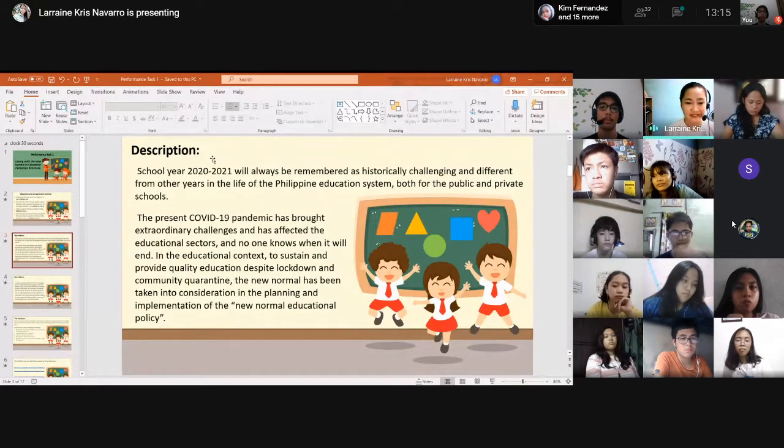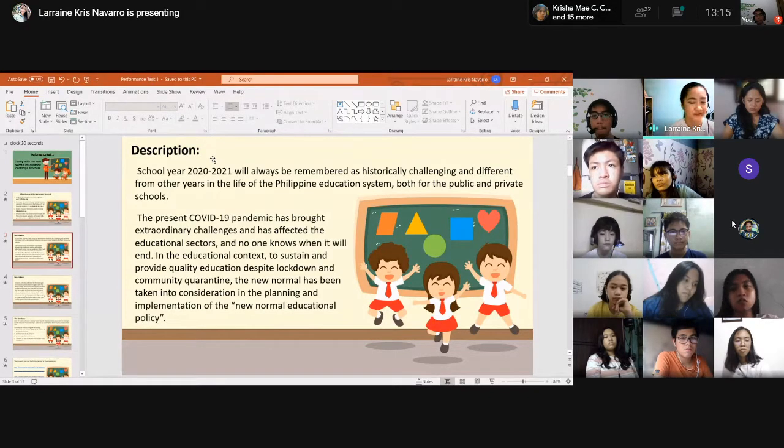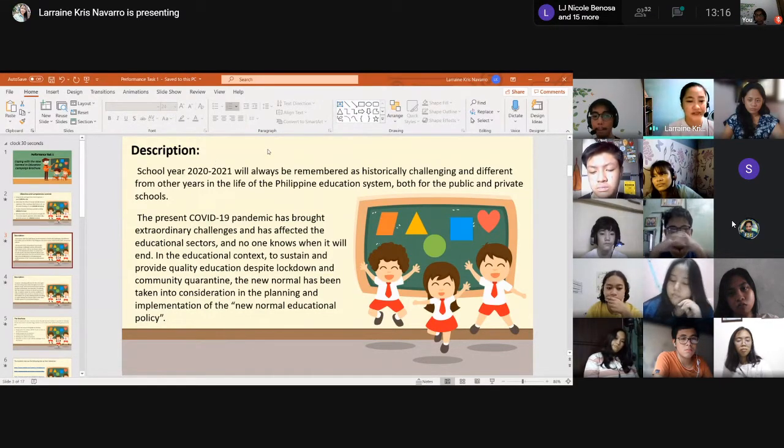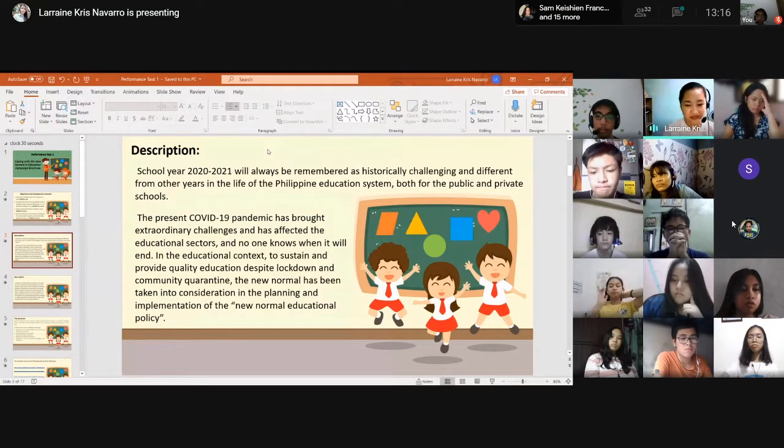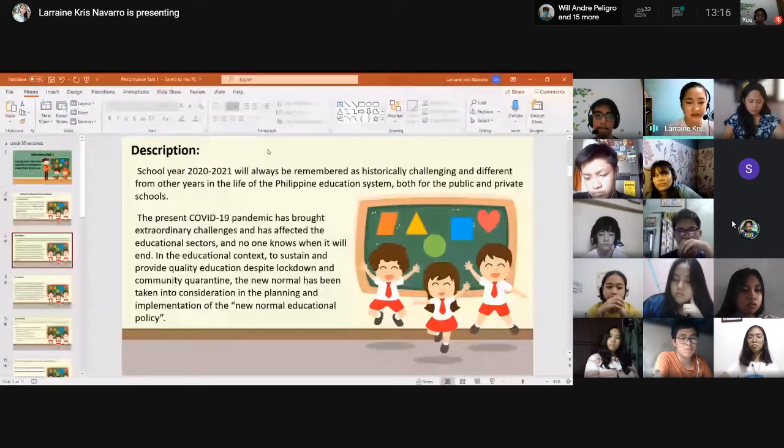I do agree with that because this one is really difficult compared to the traditional setup that we had before, the traditional setup in the educational system. The present COVID-19 pandemic has brought extraordinary challenges and has affected the educational sector, and no one knows when it will end. Basically, we do not know, right? I just hope that the vaccine will be available soonest.